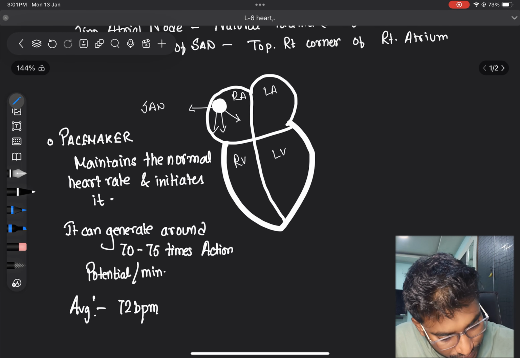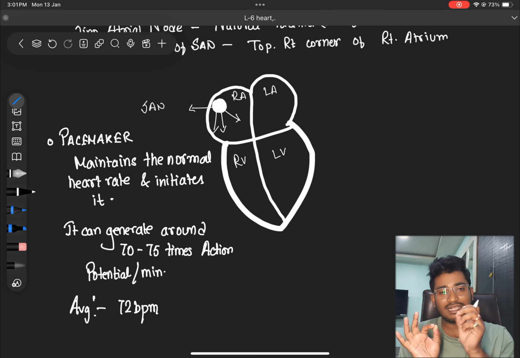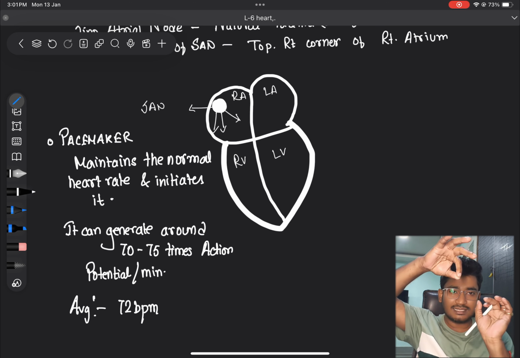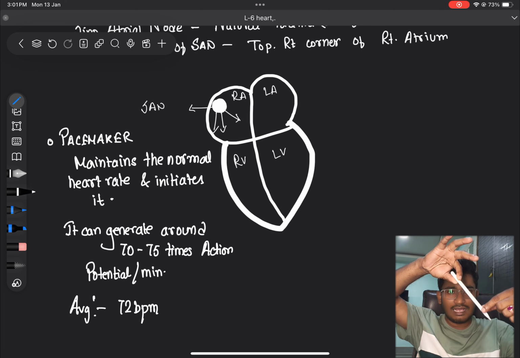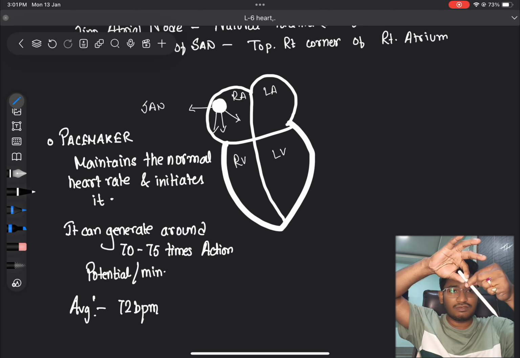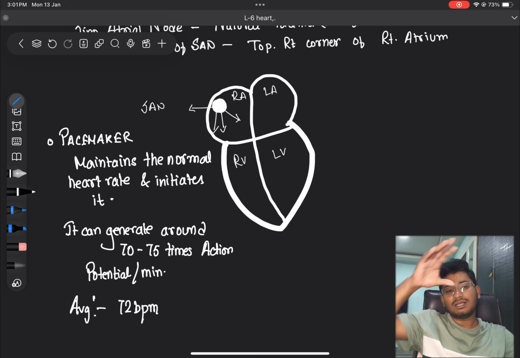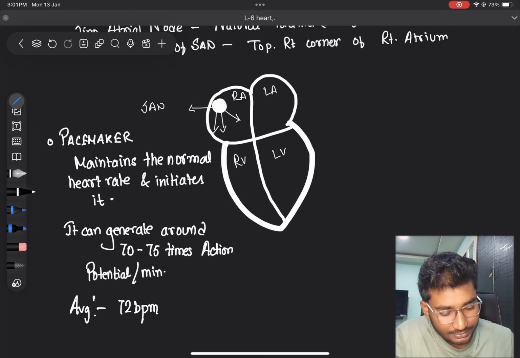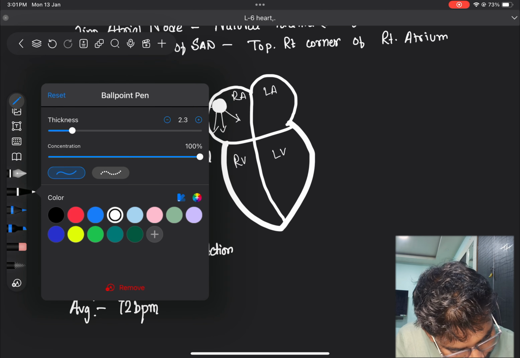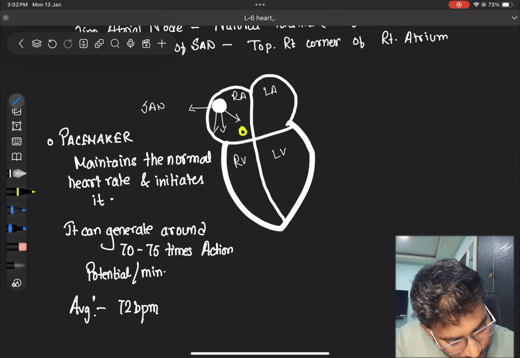Now, what comes to the AV node? From the name you can understand, it is the atrioventricular node. There is some link between the atrium and the ventricle. There is a connection, the atrioventricular node. So the SA node sends the signal to the AV node. The AV node sends it further to the papillary muscle, the Purkinje fiber. Later the process goes on. The AV node basically stays here.